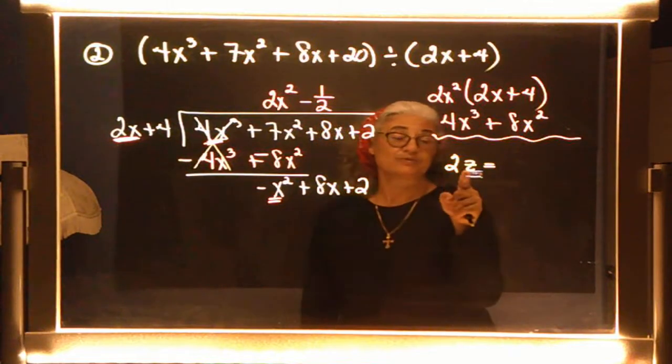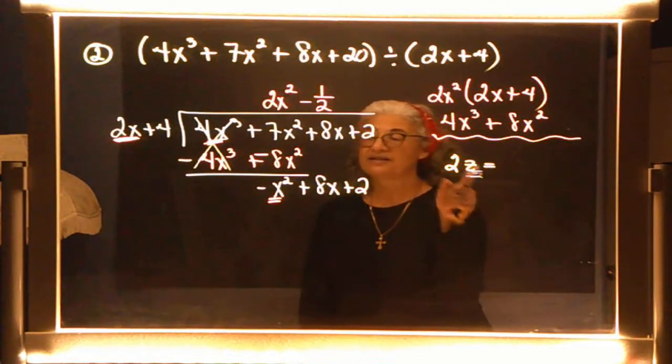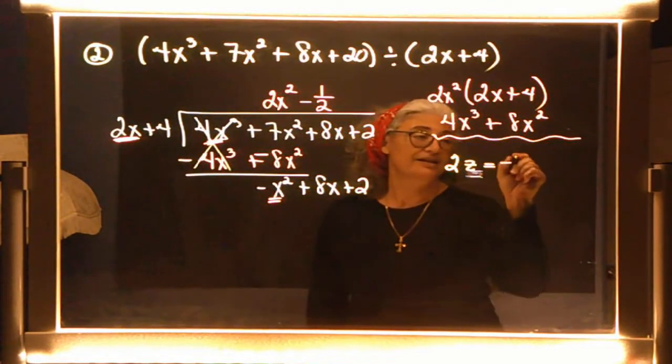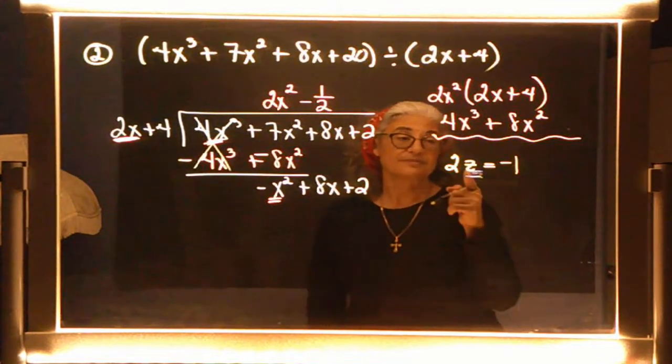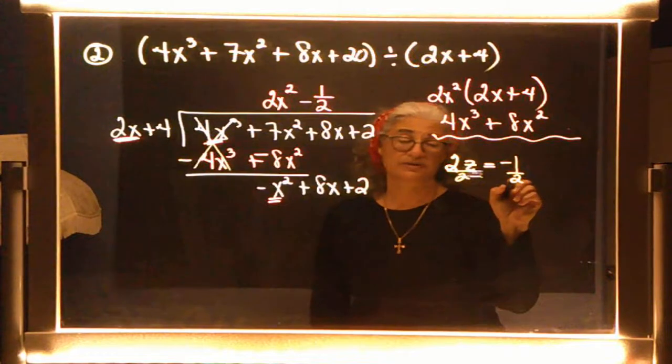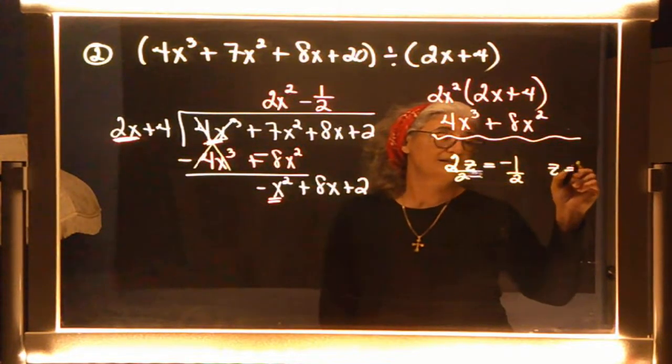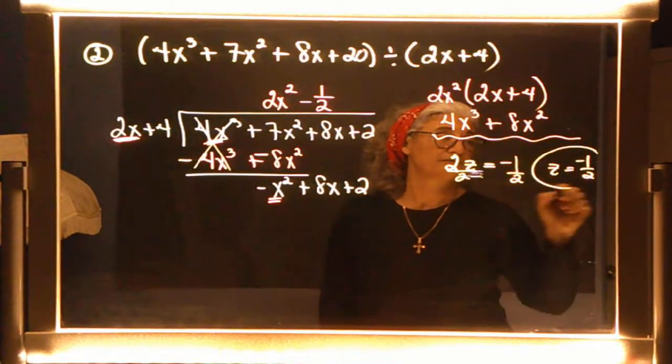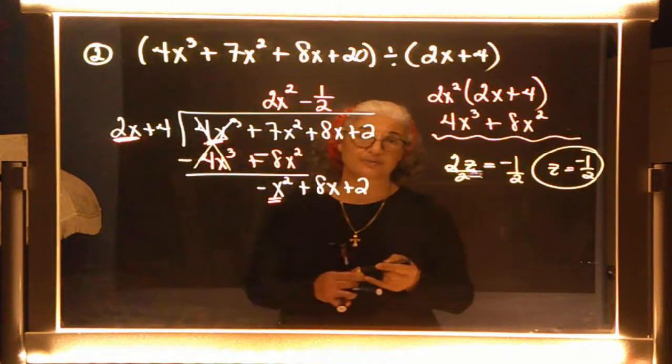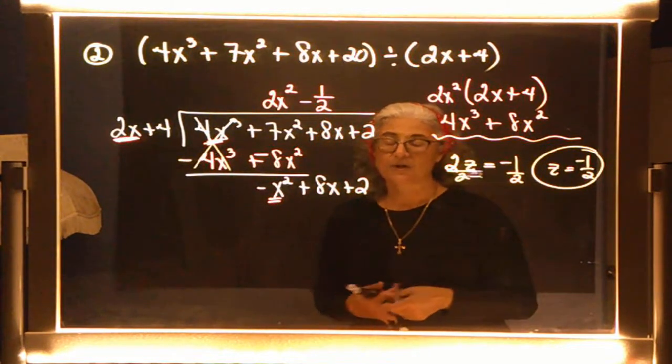2 times what number, I'm going to call it z, is going to give me a negative 1. To solve for that z, wouldn't you have to divide both sides by 2? So wouldn't you get z equaling a negative 1/2? That's what I put on top. Got it? Okay.